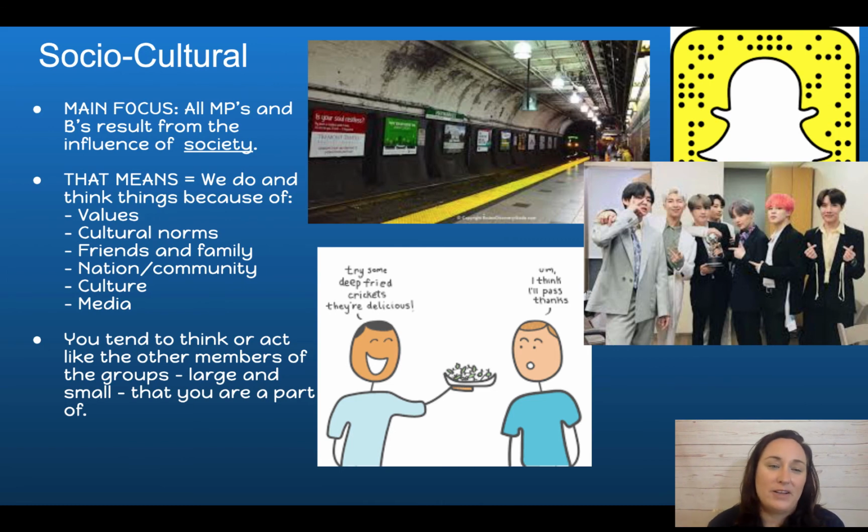Sociocultural perspective is the focus on society. So all of our mental processes and behaviors result from the influence of society. So seeing images of people dyeing their hair blue might influence us to dye our hair blue, or family beliefs, or religious beliefs, or generational beliefs. Those all have an impact on how we think and how we behave.